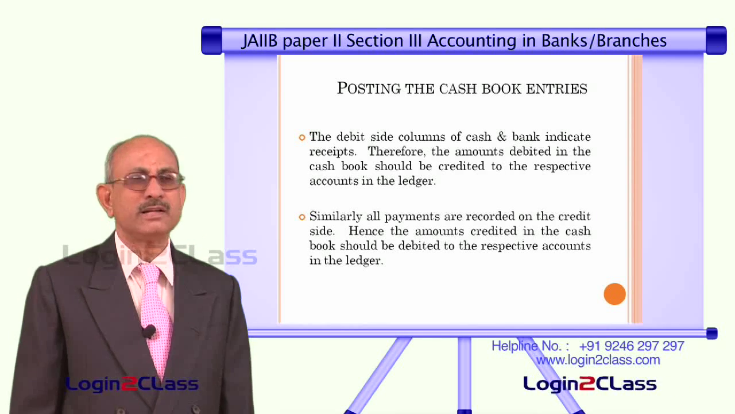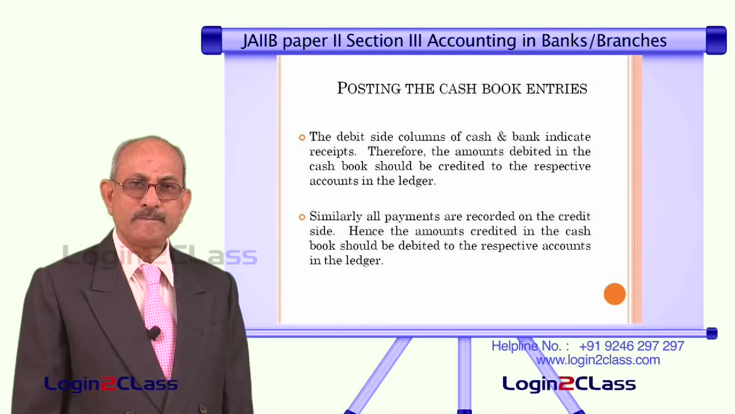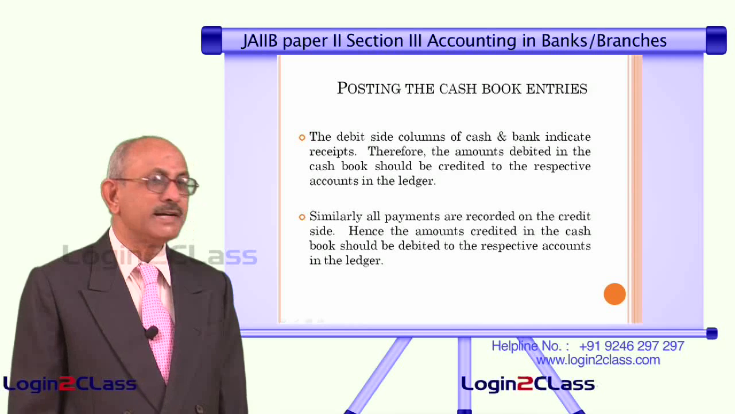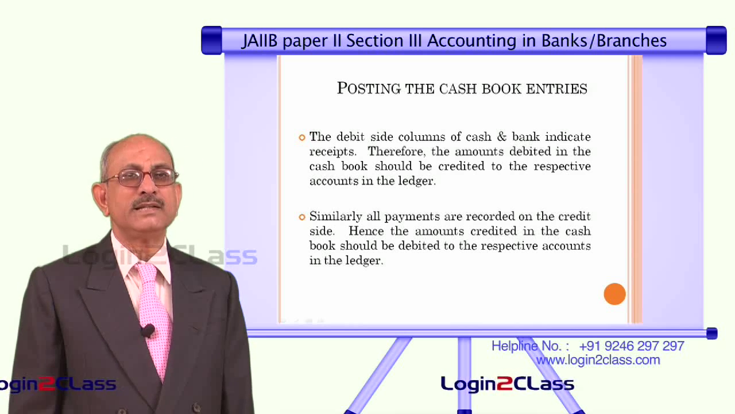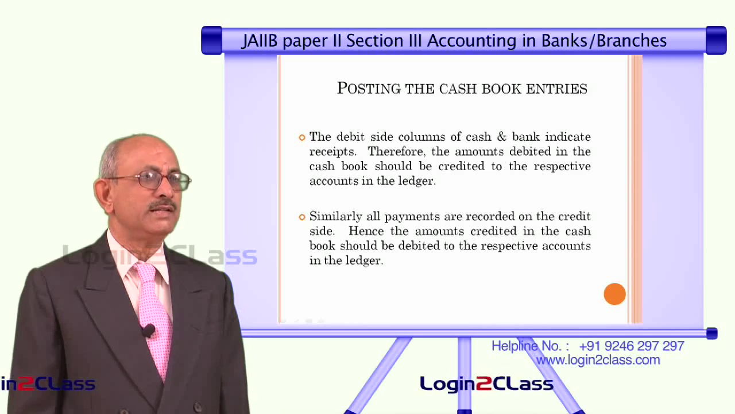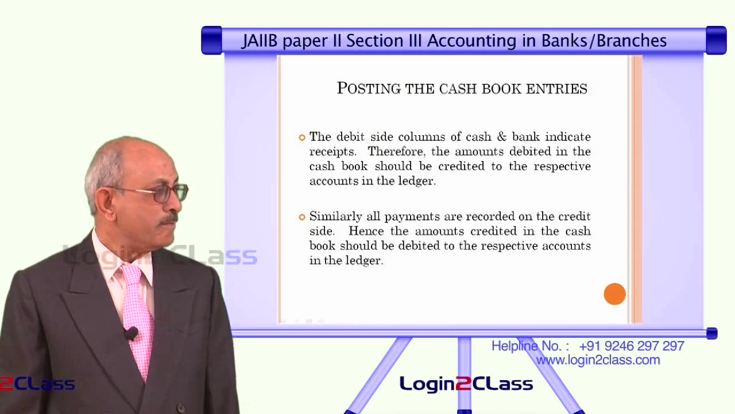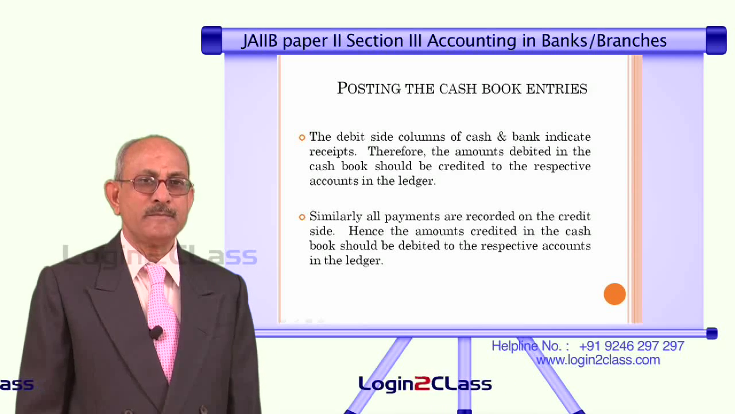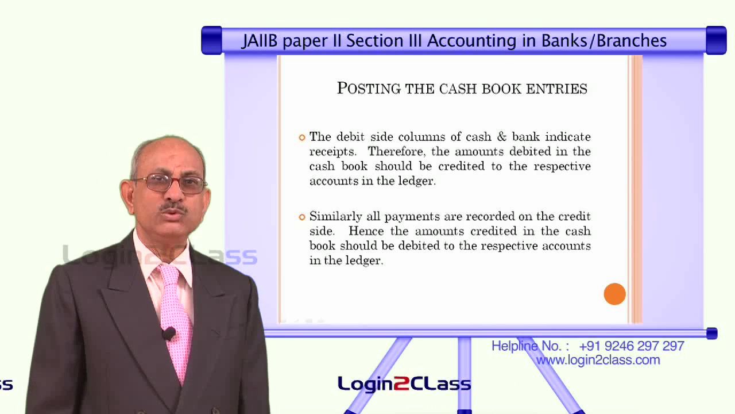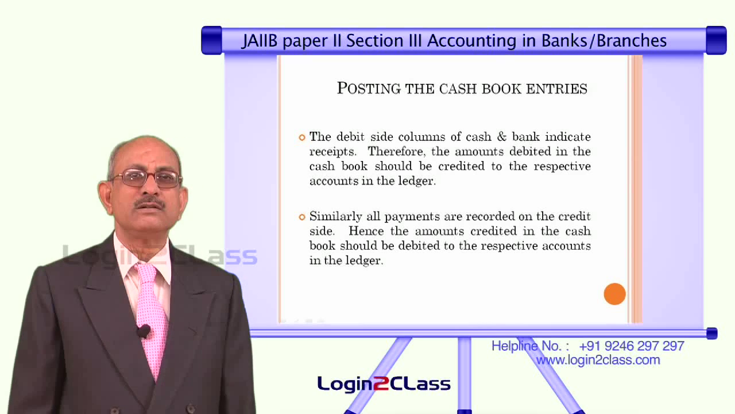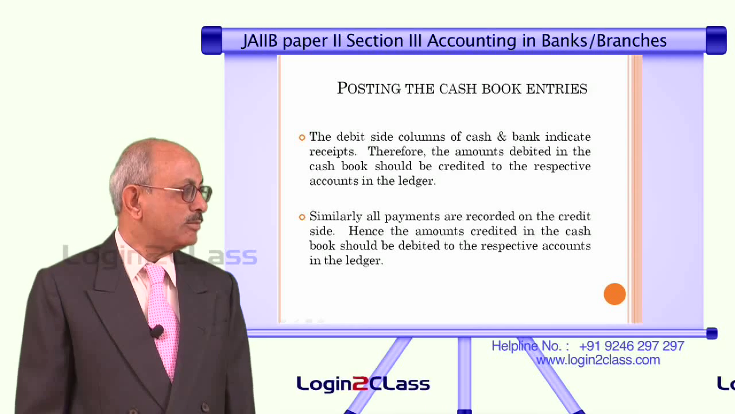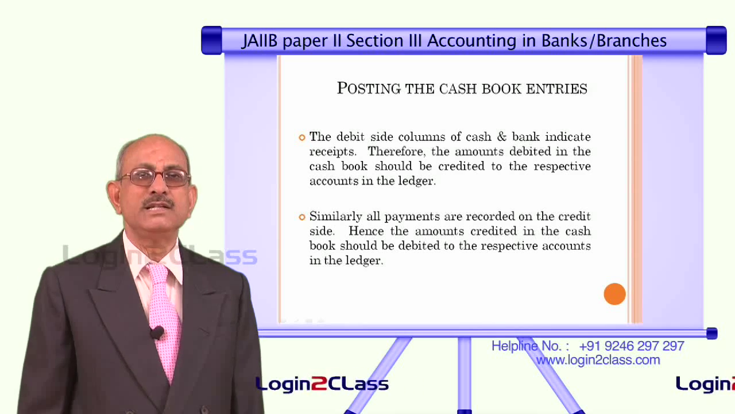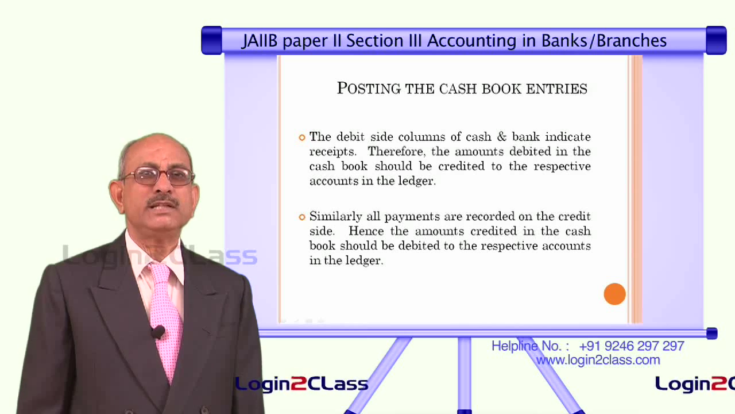Similarly, whatever payments are recorded on the right hand side, they relate to credit. That means cash payments. That means you have credited the cash account. That means the other leg of the transaction should relate to debiting the respective account. Suppose you have paid money to, let us say, XYZ, who is the supplier, in which case the cash account has been credited. So you have to debit the respective account of XYZ. So the amounts credited in the cash book should be debited to the respective accounts in the ledger. This is an important thing which you have to remember.